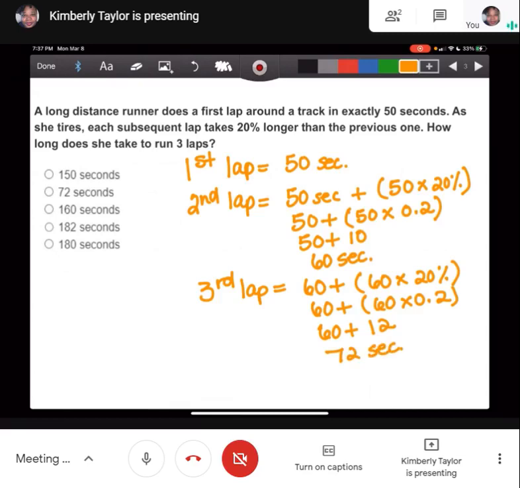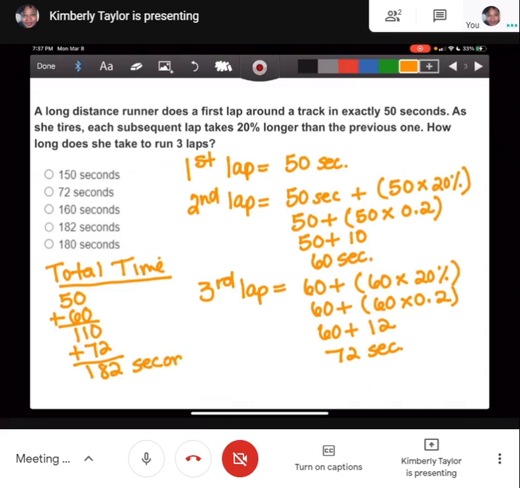Now, how long does she take to run 3 laps? So let's add up our total. This is the total time. We have 50 plus 60, which is 110, plus 72, which is 182. So 182 seconds. And that's what we have here.